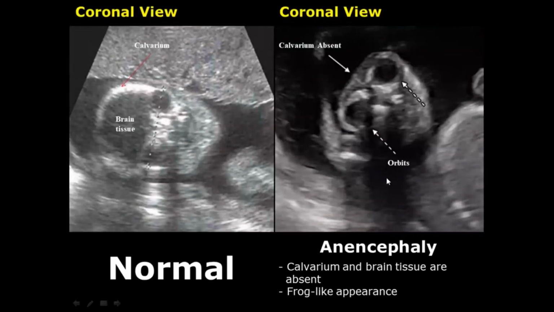Anencephaly is a condition in which both calvarium and brain tissues are absent. Calvarium is the part of the skull that surrounds the brain, and in anencephaly it is absent along with the brain tissue. We cannot see it in anencephaly.